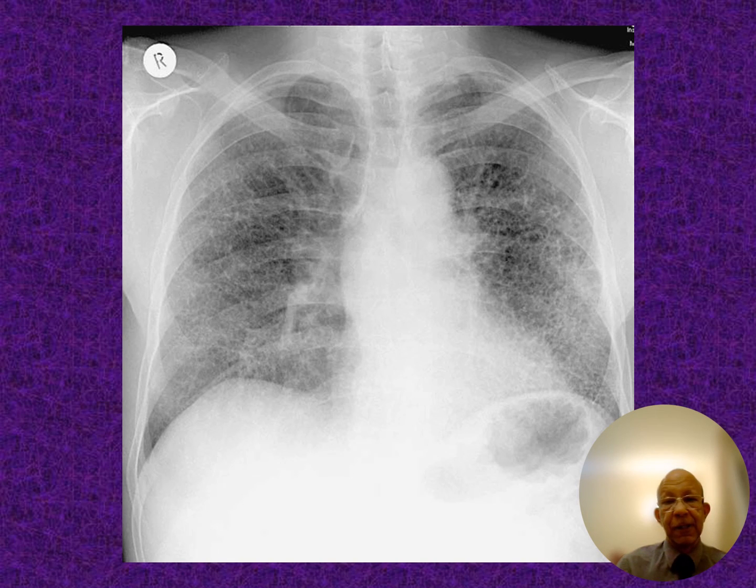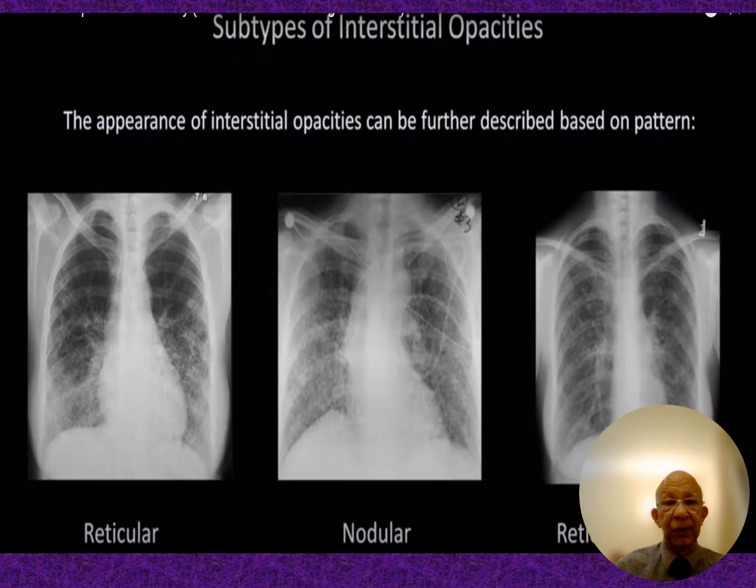Okay. This is what we call an interstitial pattern rather than an airspace pattern. Interstitial pattern means it's lines. You can just see lines. They don't respect the anatomy. Usually consolidation respects the anatomy. They don't respect the anatomy, and they are diffuse and usually bilateral. And these are interstitial patterns, so a typical reticular pattern of interstitial lung disease, right?